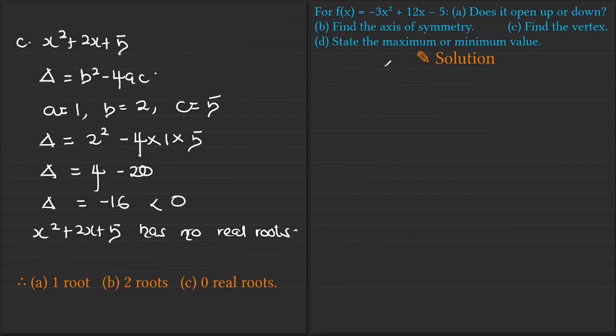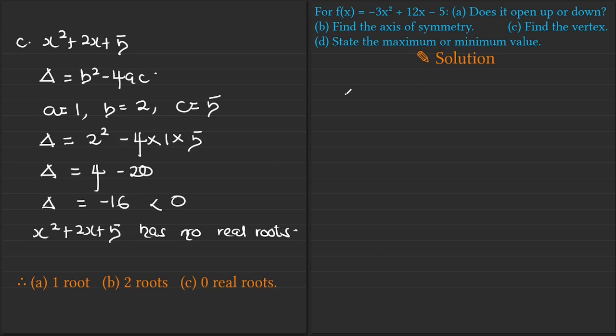Our third question here says, for f of x, which is equal to negative 3x squared plus 12x minus 5, does it open up or down? That is the first question. Secondly, find the axis of symmetry. Then you find the vertex and then state the maximum or minimum value. This is a complete question on its own. Now this looks just as the first one we did. So you can pause and then try it on your own.